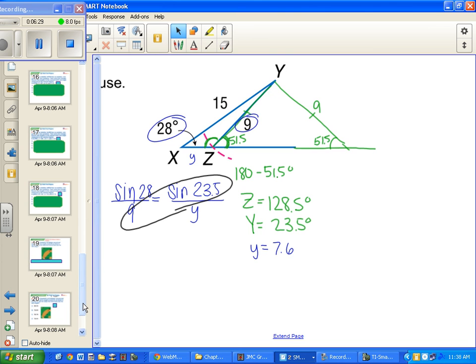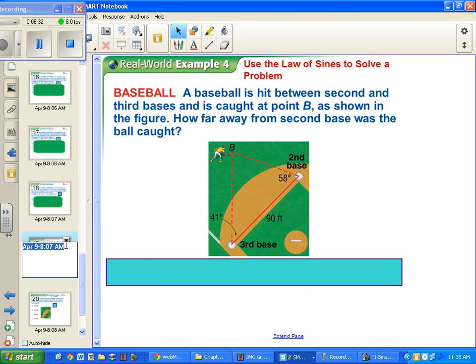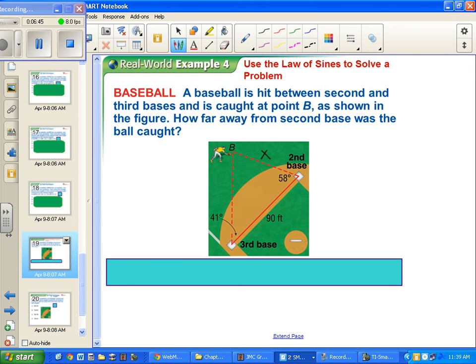All right, one last problem to go through then. How about this one? So we've got a baseball between second and third base, caught at point B. How far away from second base was the ball caught? So we're looking for this angle right there. All right, let's set up our ratios. Well, what do we know? I know this side. I'm going to have to know that angle, though, to relate it. So we can figure that out. 58 plus 41 is 99 degrees. So if you do 180 minus 99, then you get 81.